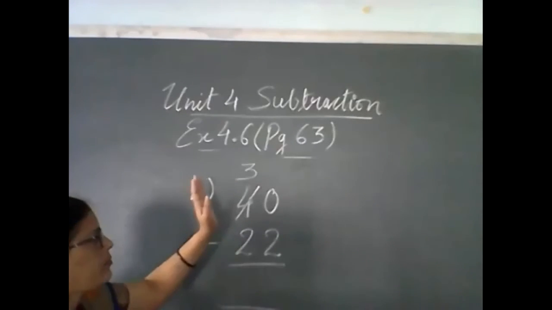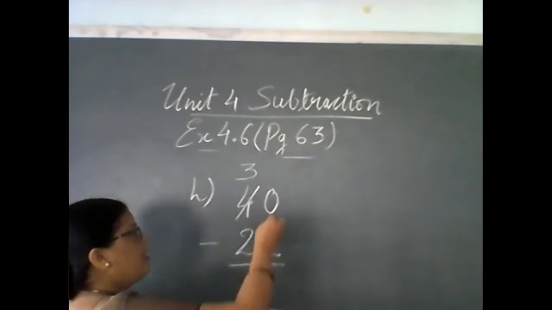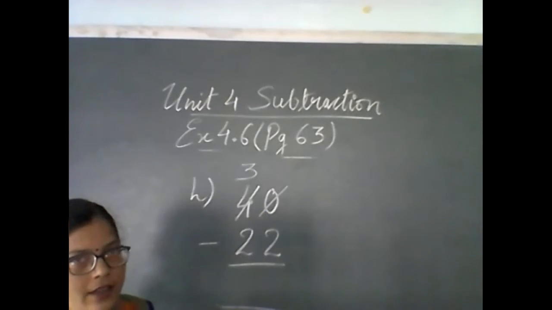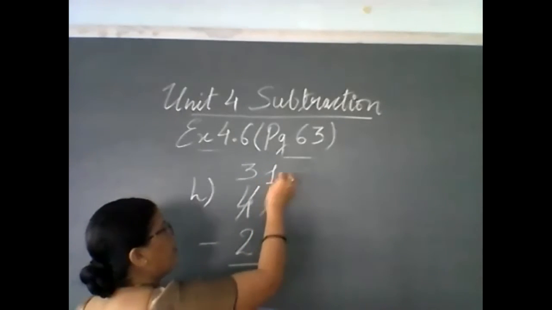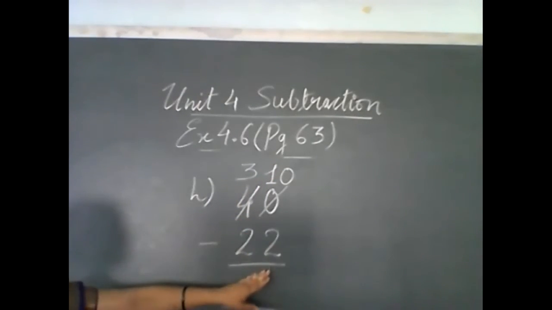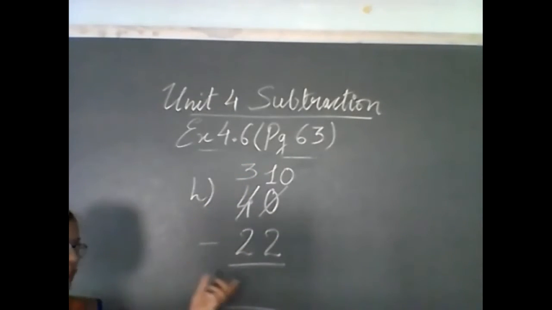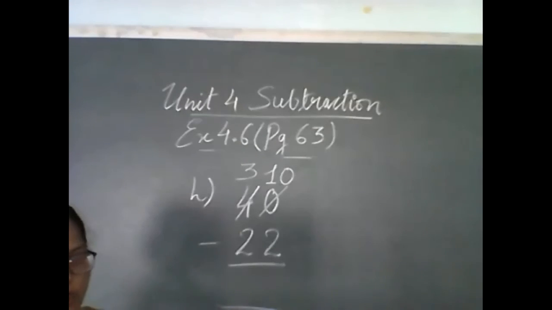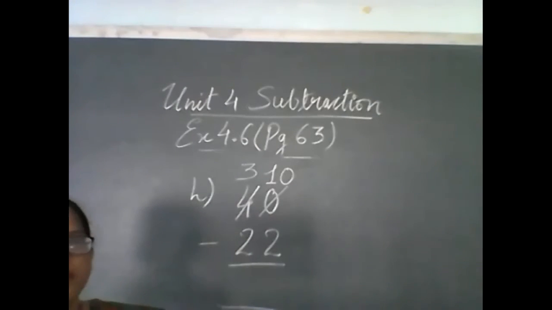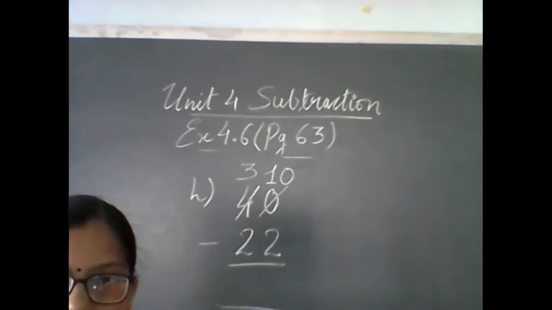Okay, so when we pass this borrowing to ones place, what will be the change? 0 becomes 10. Okay, 0 becomes 10. And now we'll subtract the ones place first. What is at the ones place now? Now we have 10 and 2. We have to take away 2 from 10. So subtract on your fingers all of you and tell me the answer.